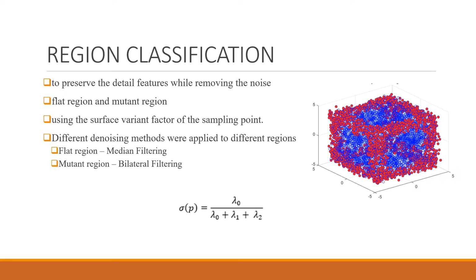Okay, so the next step is the region classification. From the eigenvalues obtained from the PCA matrix C, we can use this equation of sigma to calculate sigma P for each data point. Then we will use this data to classify, based on the sigma value, whether that point belongs to the flat region or the mutant region. In this case, the blue points are the flat region and the red points are the mutant region.